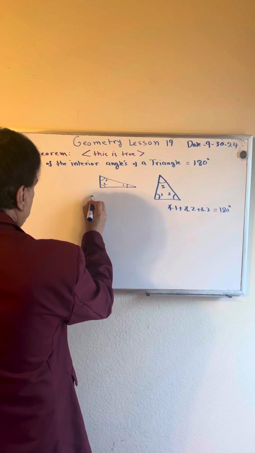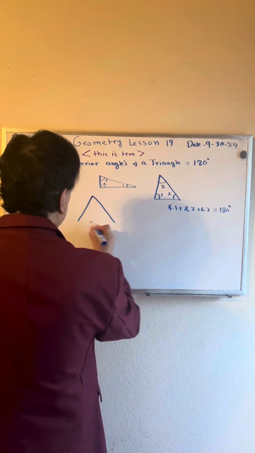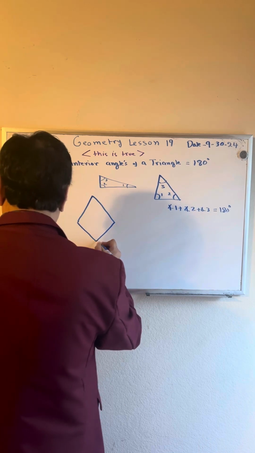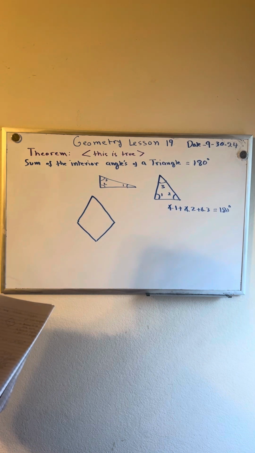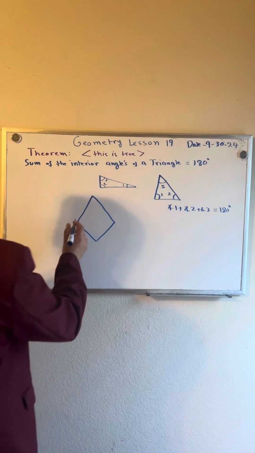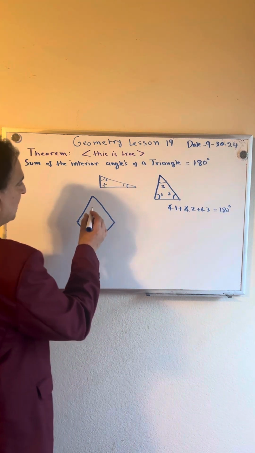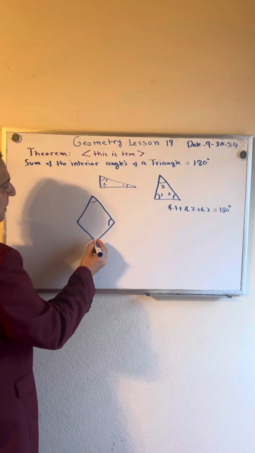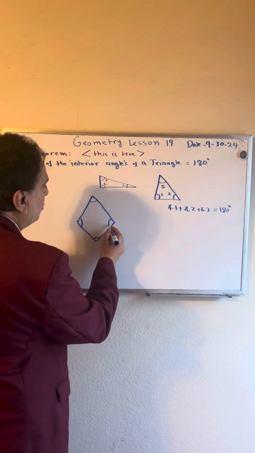Right here, we do it like this. So this right here is a convex polygon. Now let me ask you this. Can you find the sum of the interior angles? In other words, the angle over here, over here, over here, over here. How would you do that?